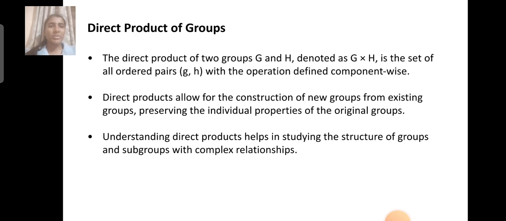Direct product of groups. The direct product of two groups G and H, denoted as G cross H, is the set of all ordered pairs with the operation defined component-wise. Direct products allow for the construction of new groups from existing groups, preserving the individual properties of their original groups. Understanding direct products helps in studying the structure of groups and subgroups with complex relationships.